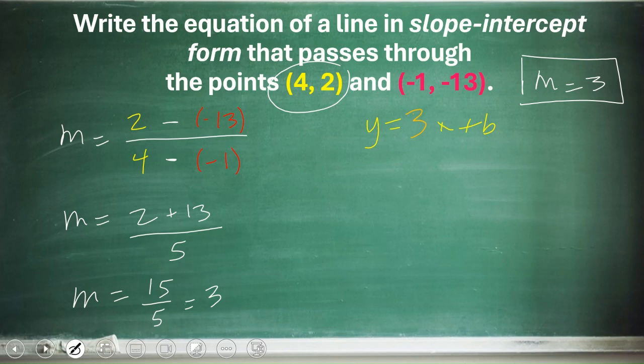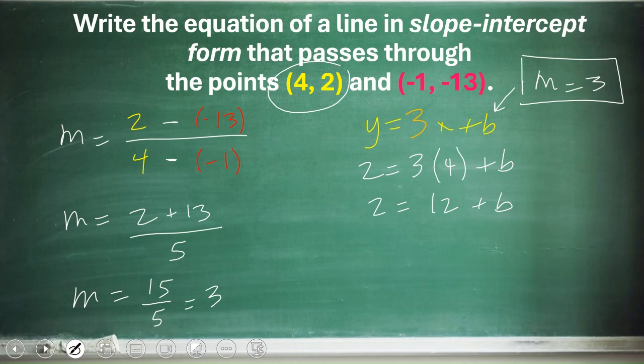The only variable I will have left in my equation after I do that is b, and that's exactly what I want because that's what I need to solve for. So in 4, y goes 2 equals 3 times my x value, which is 4, plus b. I'm going to go ahead and simplify. 2 equals 12 plus b.